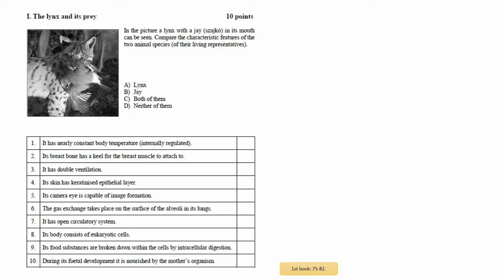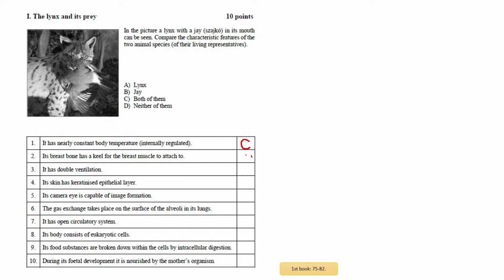In the picture, a lynx with a jay in its mouth can be seen. Compare the characteristic features of the two animal species. So let's look at the statements. It has nearly constant body temperature. We know that both birds and mammals are homeothermic, so C is going to be the good answer.